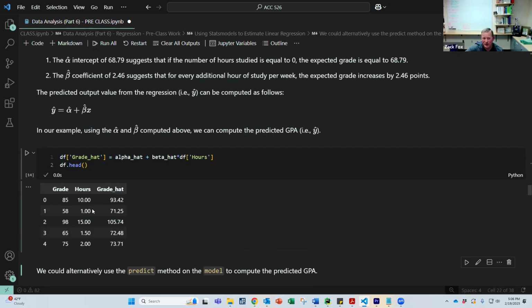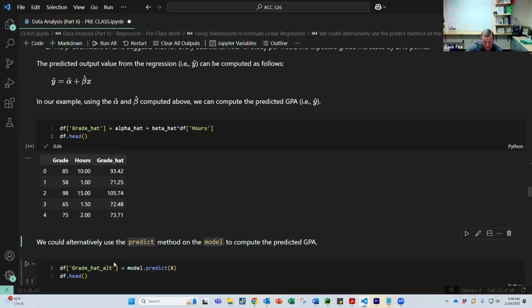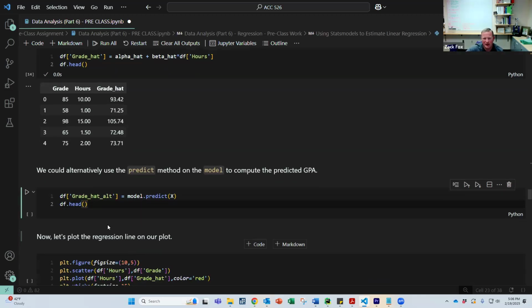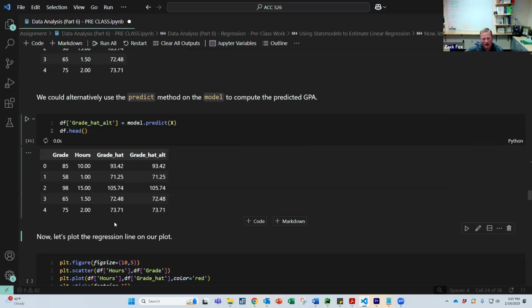for each of our inputted values. So I'm just displaying the first 5 rows here. So here's the actual values, and here's the predicted grade that they would get from the regression model, okay? Now, we could alternatively use the predict method on the model to compute the predicted GPA. Okay, so let's do that. model.predict(x) and get that added to our data frame.